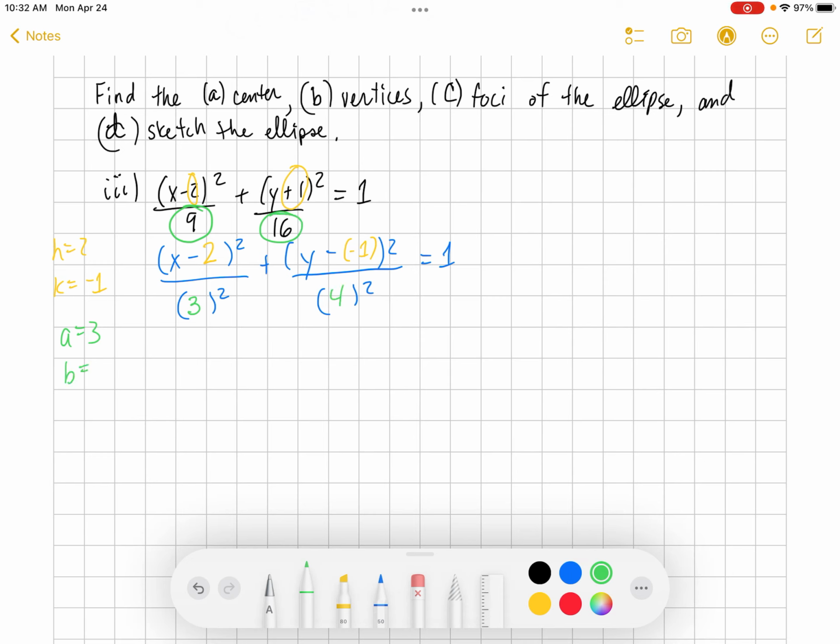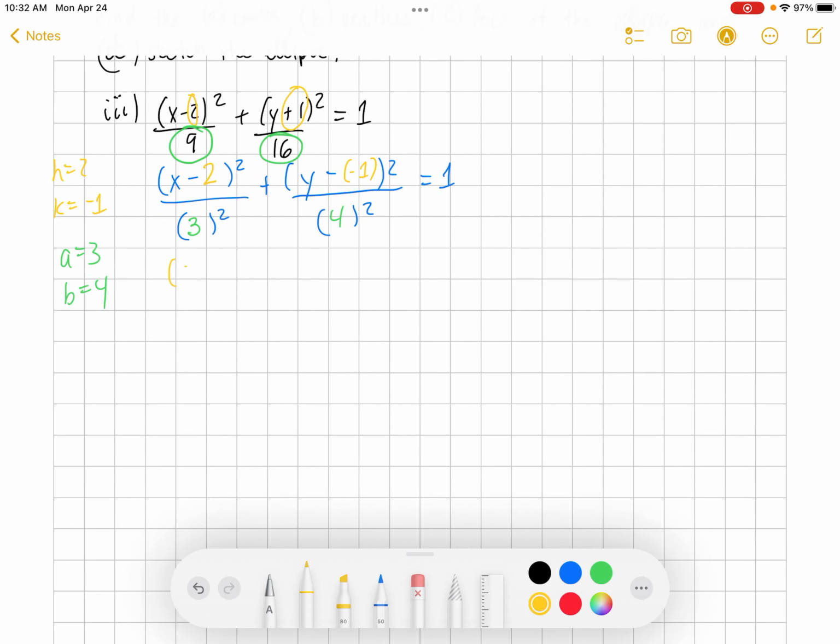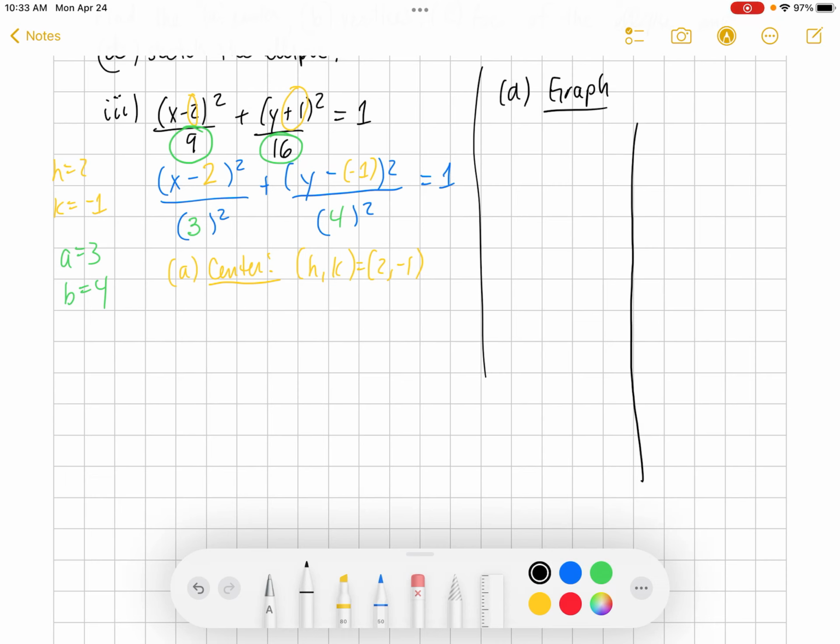That's the one associated with the x. And then we have to figure out what square gives me 16. 4. So my b is 4. B is associated with the y. So my center will be the h, k, which is 2, negative 1. And I think we're going to start graphing now.